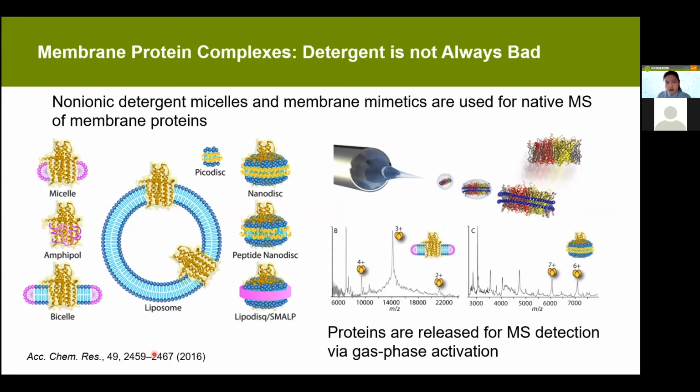There's a nice mini review article from Professor Michael Marty, summarizing the different membrane micelles or membrane-like environments, like nanodiscs, that can be used in native mass spectrometry to stabilize membrane proteins. The concept is that once you have the membrane protein embedded in nanodiscs or micelles, you can electrospray them into the gas phase, and then you can activate the proteins and release the membrane proteins from the detergent. In this way, you can get a very high resolution measurement on the membrane proteins.